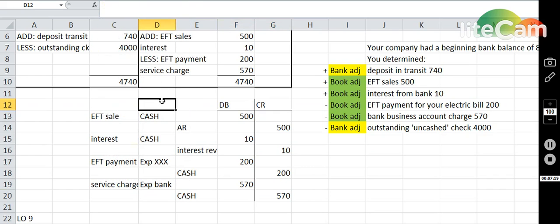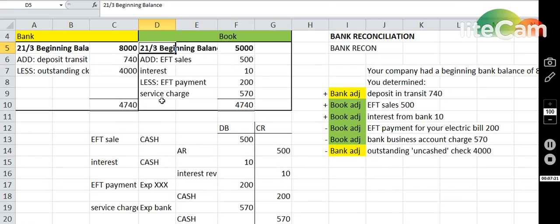Alright, so the first item we had was an EFT sale. So we're getting money. So we have cash. Cash is our asset. It's increasing. It's going up. So we're going to debit our cash. Okay. And then we have accounts receivable. So we thought this person owed us money, but they paid us the money. So my accounts receivable is now going down.